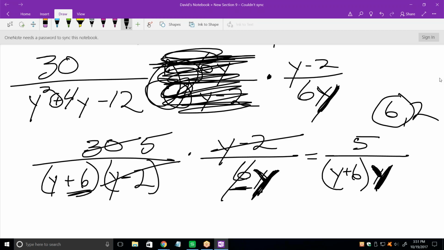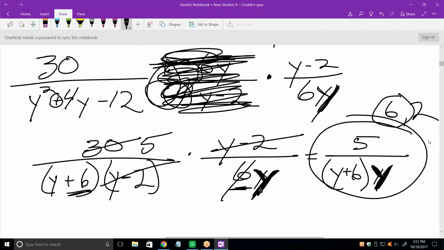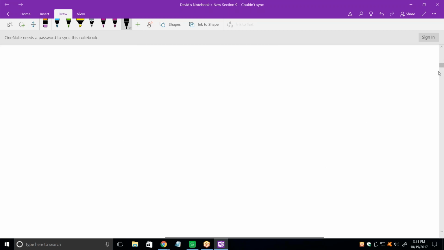Only problem about working with x's and y's is sometimes your y's look like x's. My y's look like x's. This whole thing was in y, right? There were no x's in it? Yeah. Okay, that's what I thought. So that's the answer there. Again, we're not going to address domain restrictions. I honestly don't think that's what she's looking for here. Right? What else we got? We got about 10 minutes.